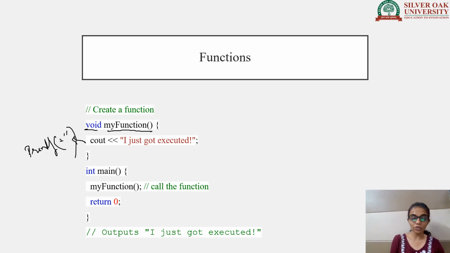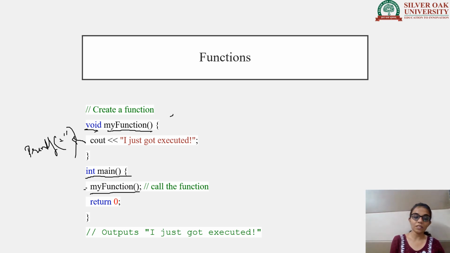Now, as I told you, if I'm not calling a function, it is not going to be executed. So here is the integer main, my main function of C++. Here I have called the function, my function: the function name and the semicolon at the end, and then return 0 because it's an integer main. As you can see, the return type of my function is void, nothing is going to be returned, and there are no parameters passed. So what will be the output of this?